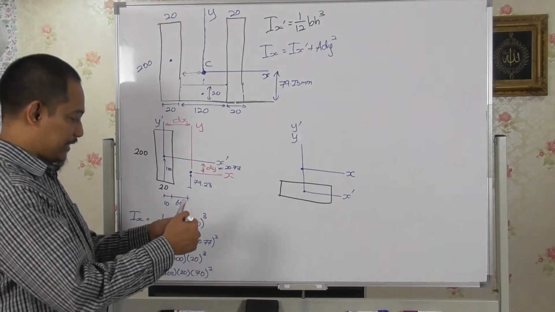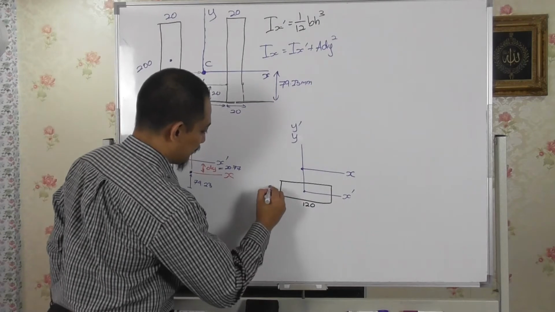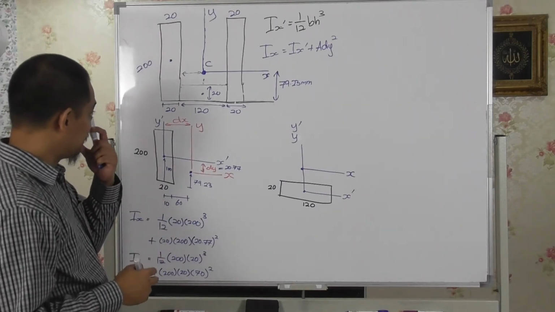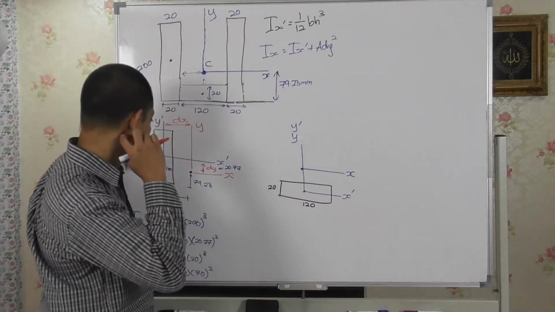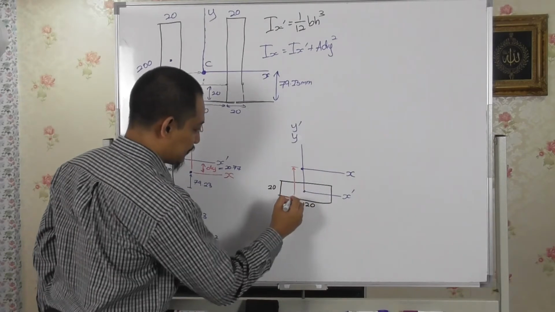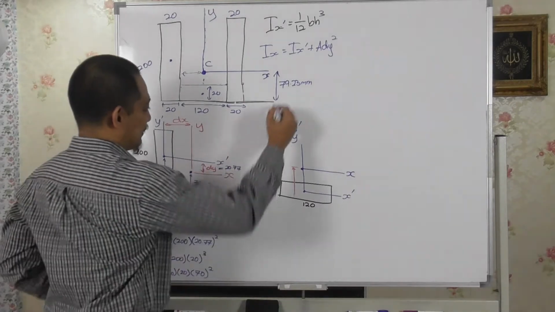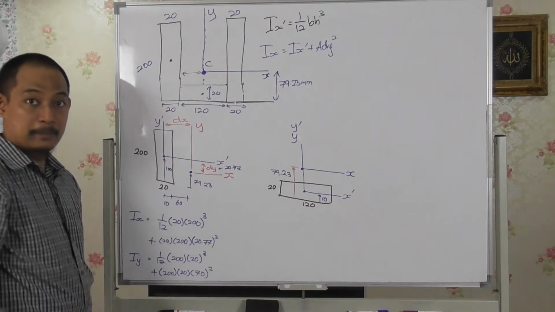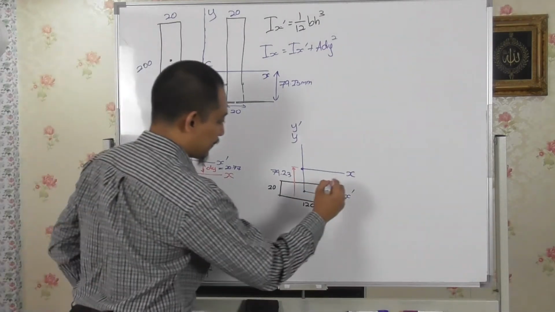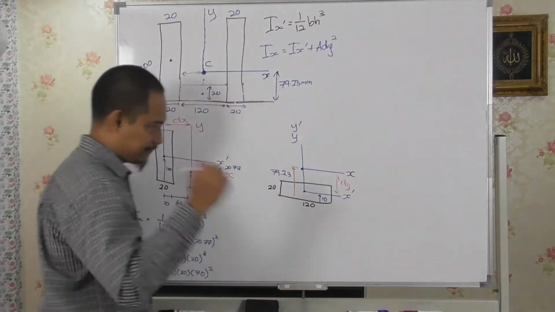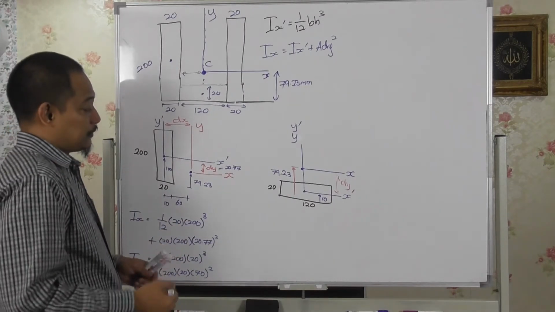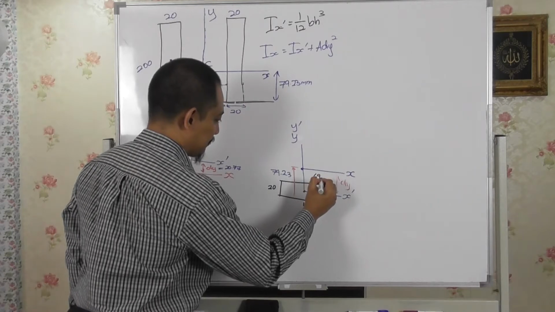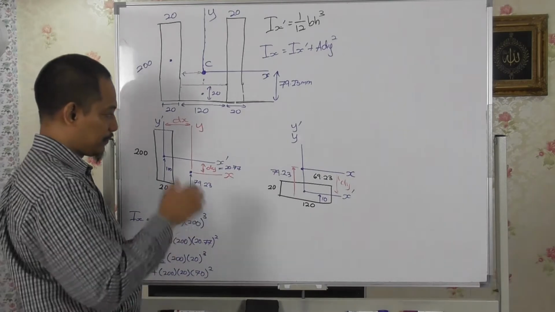Now with that, the dimensions: we have 120 here, and then 20 here. And what else? We have this height to this x, the centroid height. This one is 79.23, this whole height, but this height here is 10, half of 20. So dy between the two is basically 79.23 minus 10, which is 69.23.